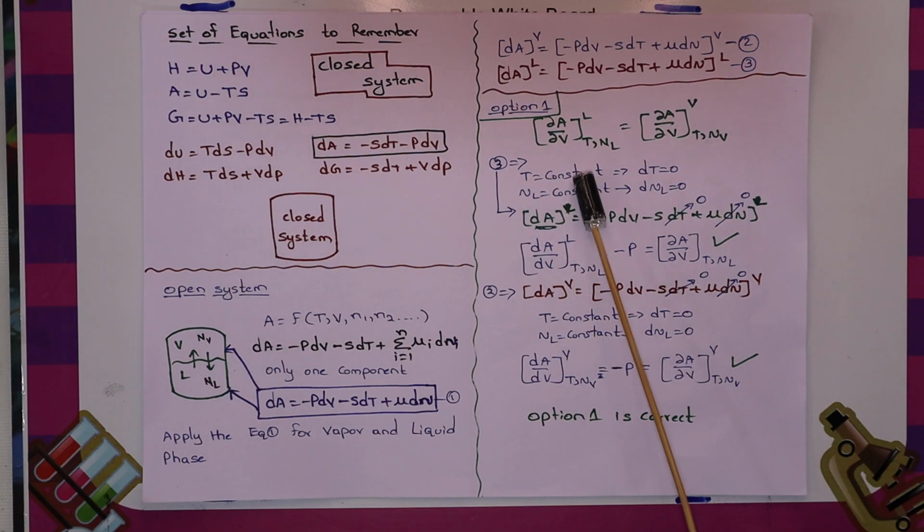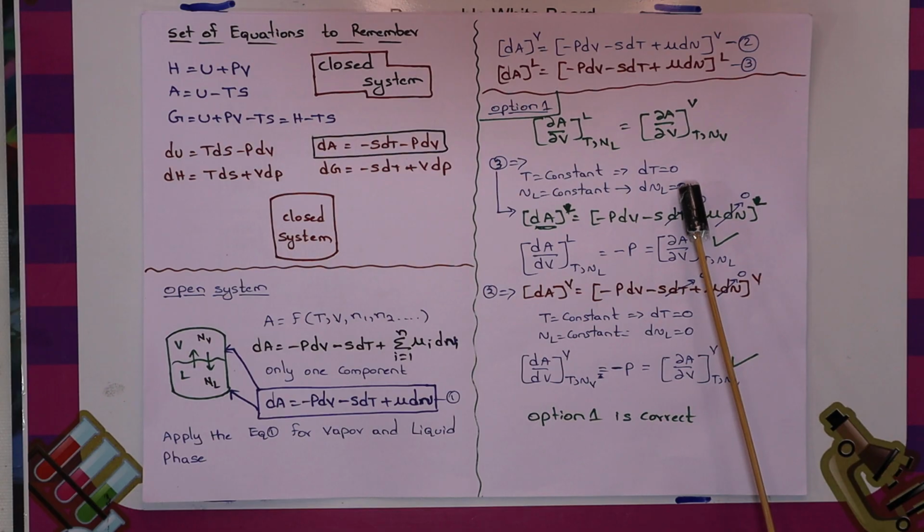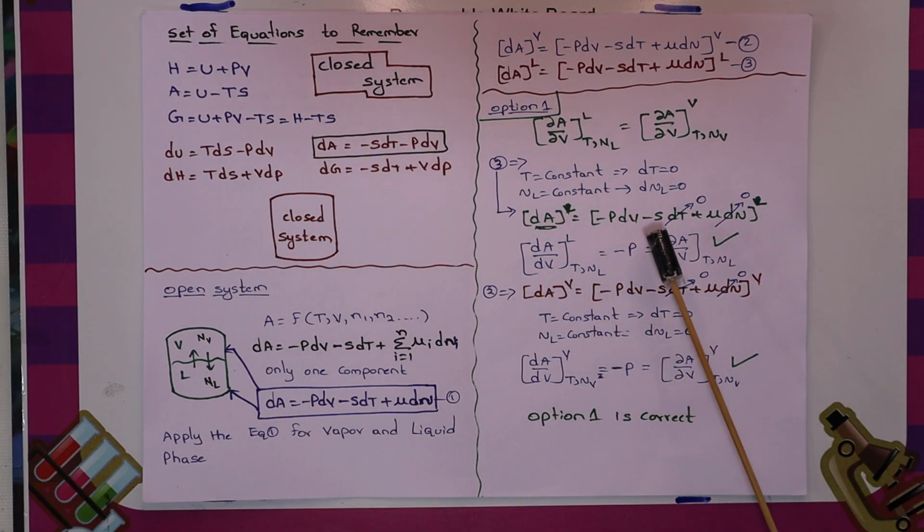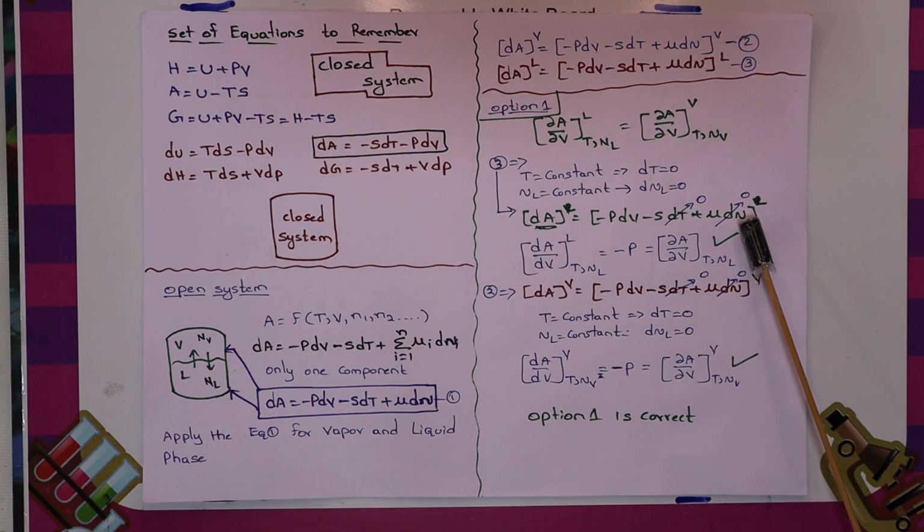Because temperature is constant, the change of temperature dT equals 0. The number of moles of liquid is constant for this expression, that means dN_L equals 0. So apply these two conditions to get ∂A/∂V. I know dA equals −P dV − S dT + μ dN, and because we are evaluating for the liquid phase, dN_L equals 0. That means this term is 0, and dT is 0. The only remaining term is −P dV. So dA/dV at constant temperature and constant liquid moles equals −P, which can be written as the partial derivative of A with respect to volume at constant T and constant moles of the liquid, equal to −P.